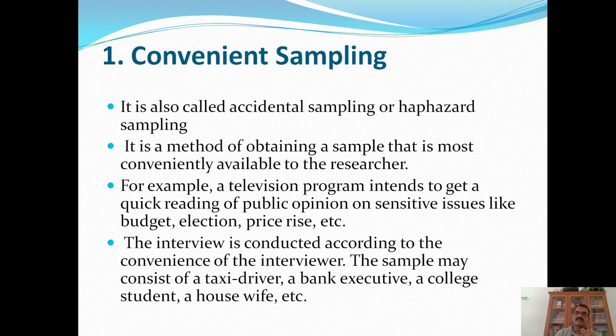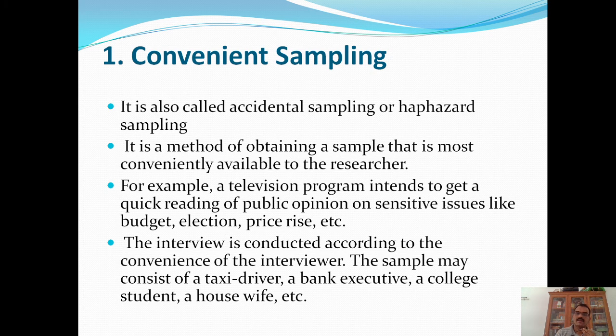First one is convenience sampling. It is also called accidental sampling or haphazard sampling. It is a method of obtaining a sample that is most conveniently available to the researcher.